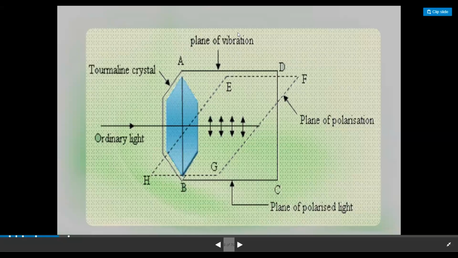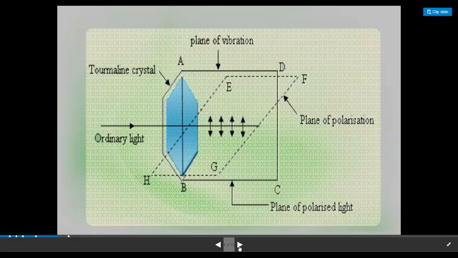Here, in the plane ABCD, the vibrations take place. So that's why the plane ABCD is called the plane of vibration. Whereas the light propagates along plane EFGH. So it is called either the plane of polarized light or the plane of polarization.